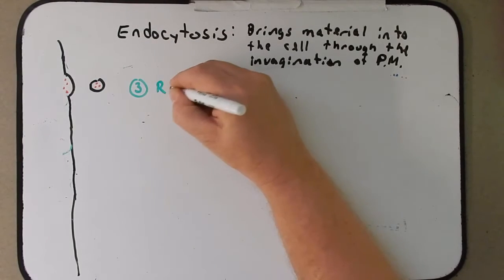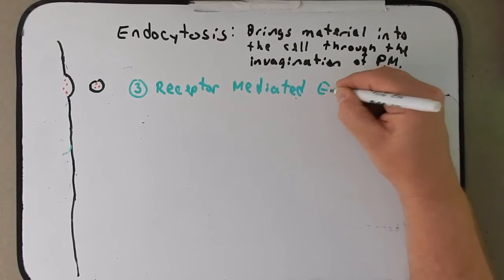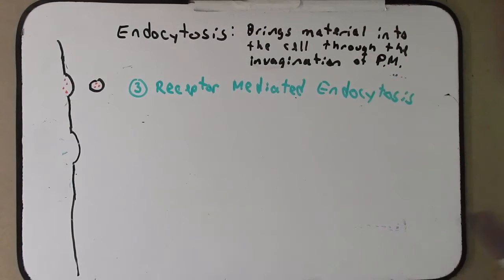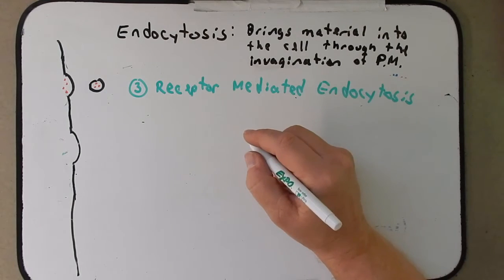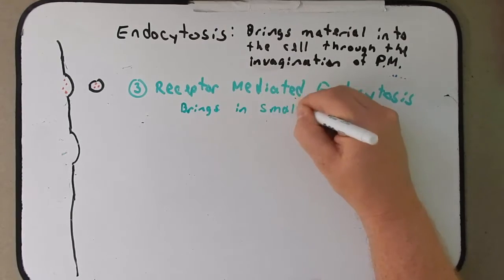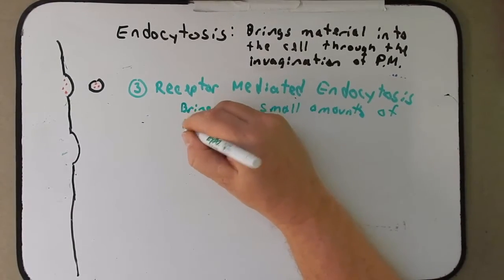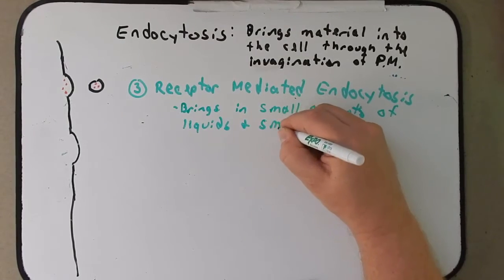Let's move on to our third type of endocytosis. This is called receptor mediated endocytosis. So let's talk a little bit about receptor-mediated endocytosis now. It's similar to pinocytosis in that it brings in small amounts of liquids and small molecules.